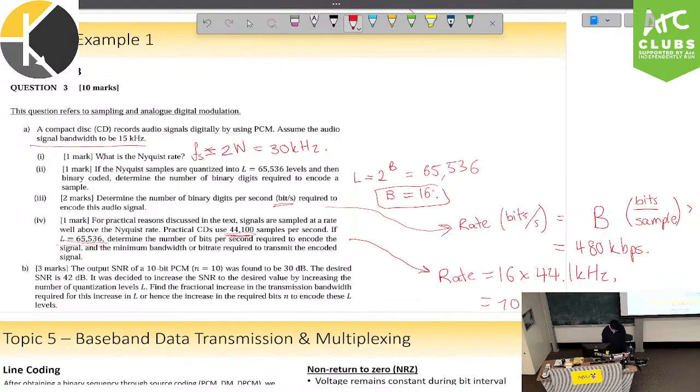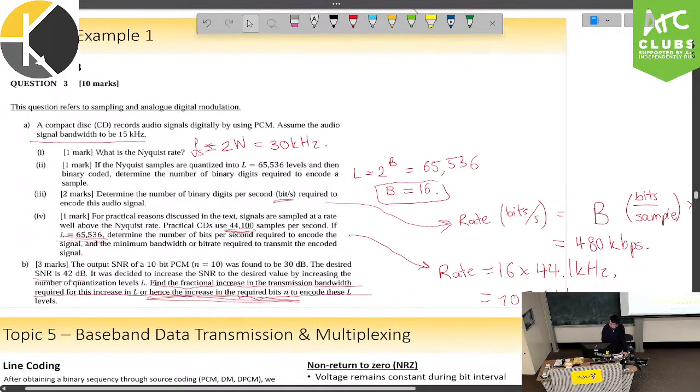Lastly, the output SNR of a 10-bit PCM is found to be 30 decibels. We desire the SNR to be 42 decibels. We are asking to find the fractional increase in the transmission bandwidth required for this increase in L, or hence the increase in the number of bits required. So let's do this one first. Find the number of bits required to encode these L levels at an SNR of 42.